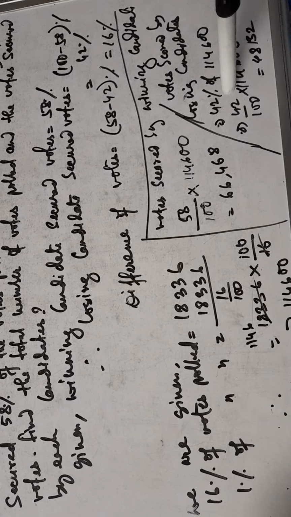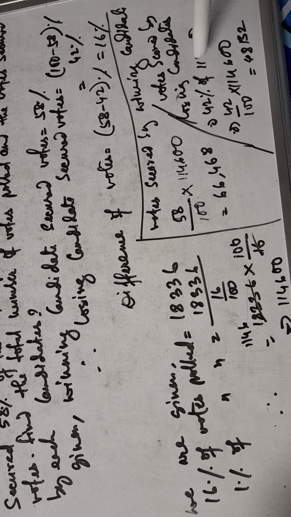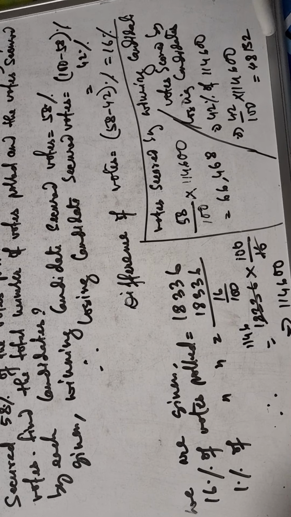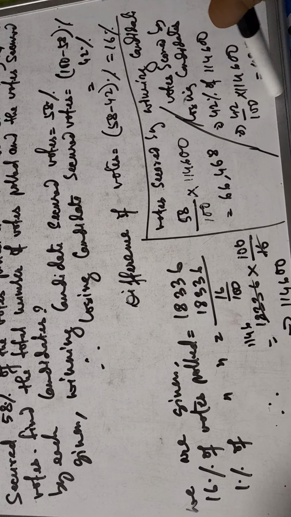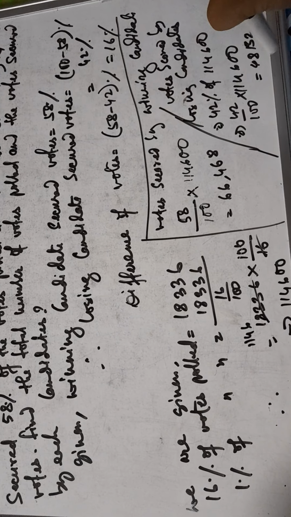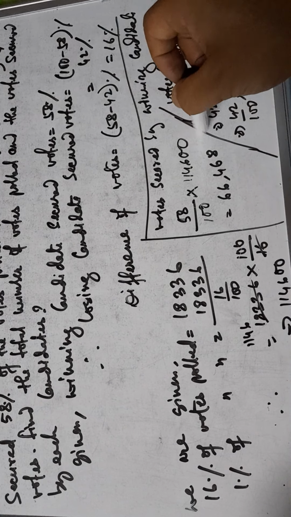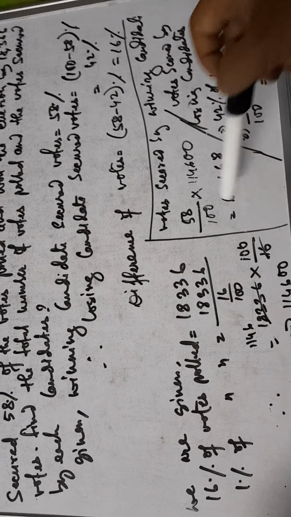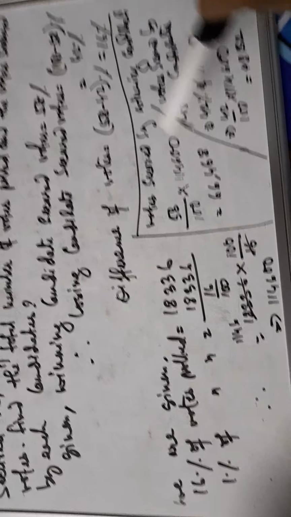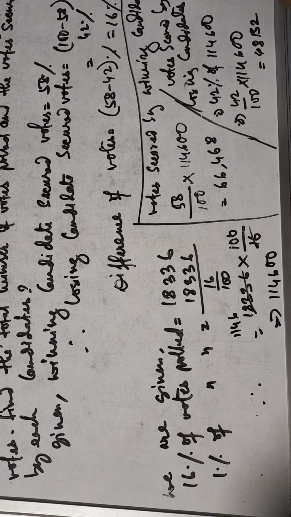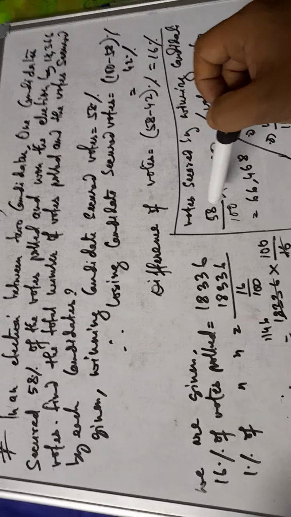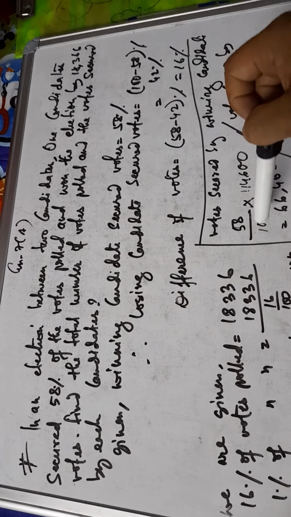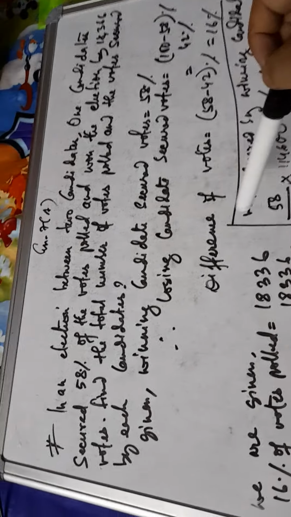And similarly, if you take out the losing candidate's votes also, then we get 48,132. So if you take the total of this and this, then 1,14,600 total votes will come out. Okay, so this is the way we will take out the elections question.